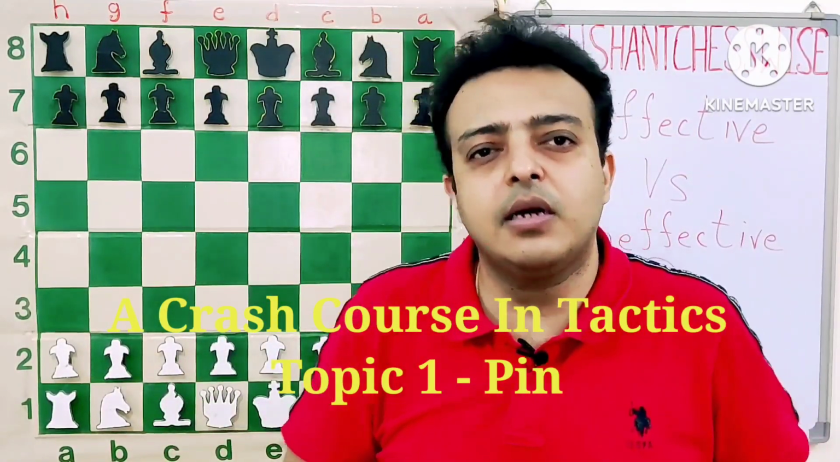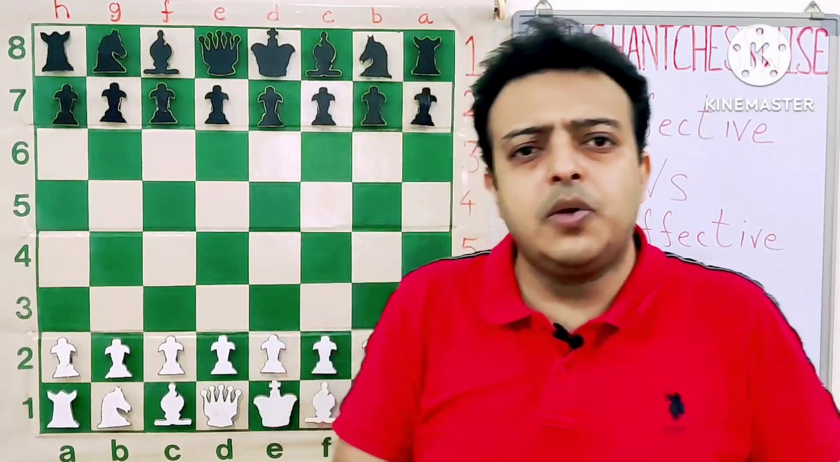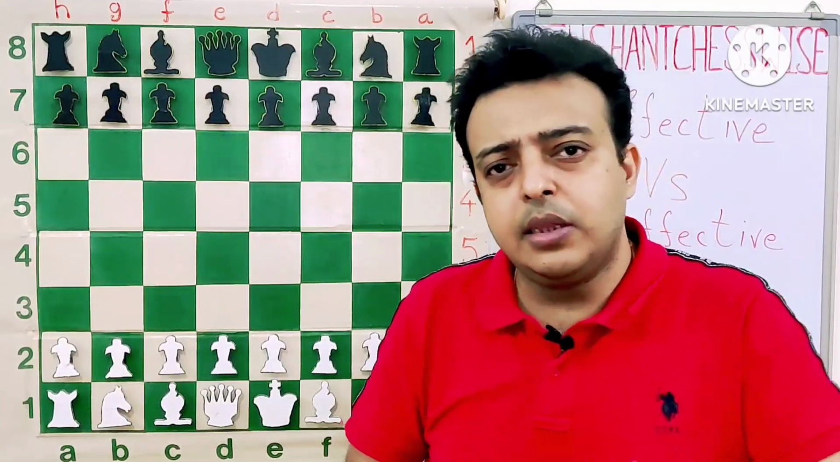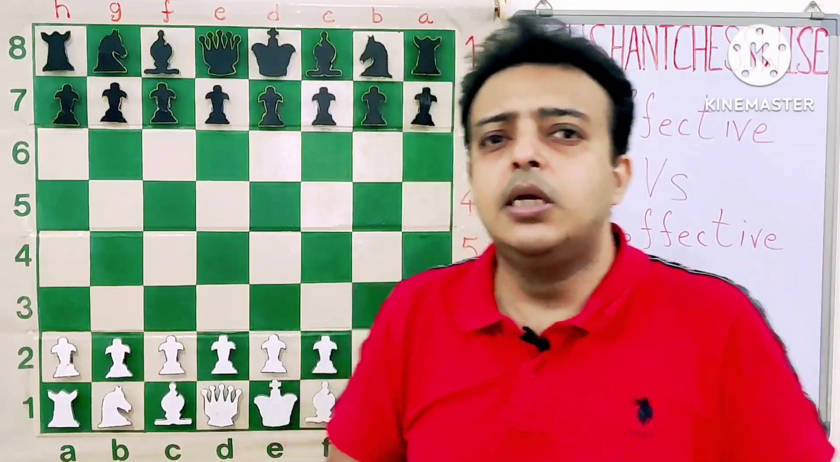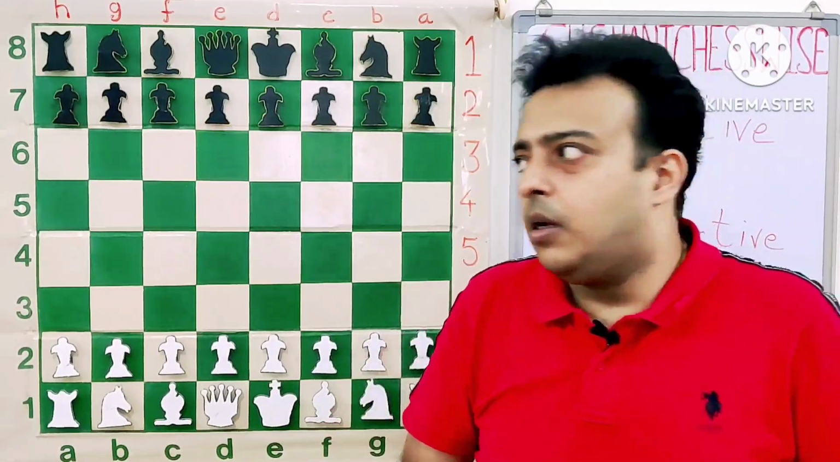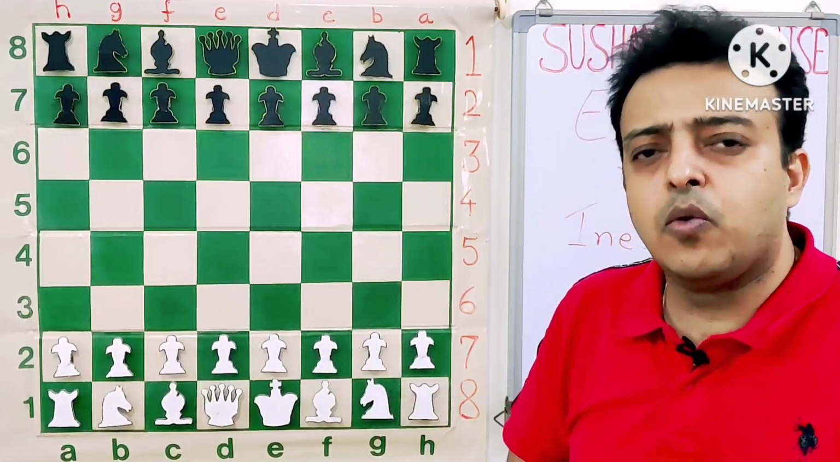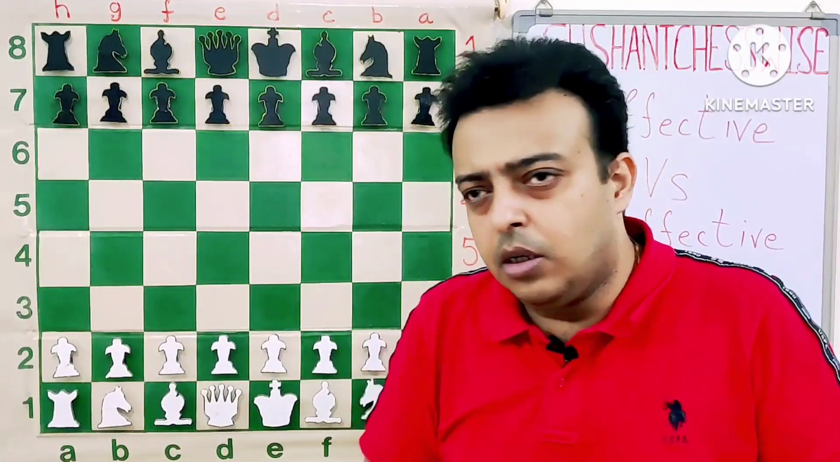Today we are beginning the crash course in tactics, and it's going to be a course divided into 5 different chapters. Already I am doing the chapters in both Hindi and English. Yesterday we saw the Hindi part, today we are doing the English one. So first lesson we are starting with the concept of pin. We are going to discuss when a pin is effective and when it is not.